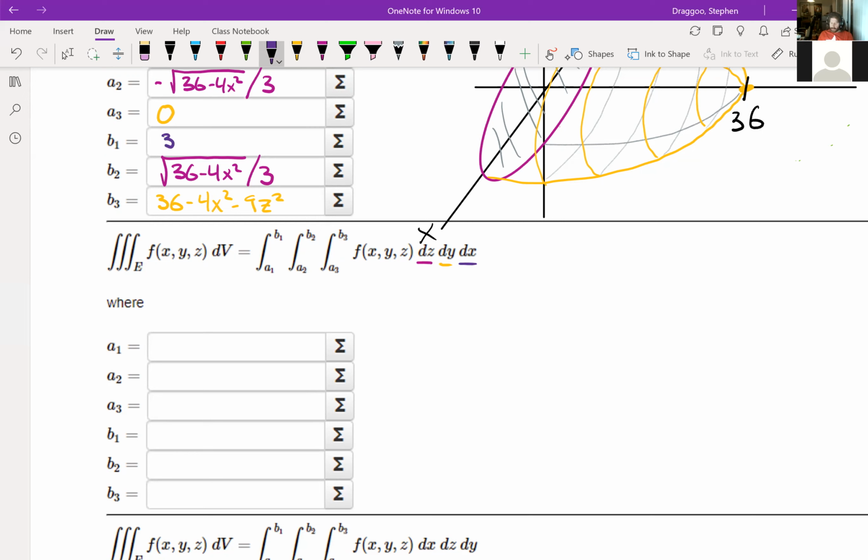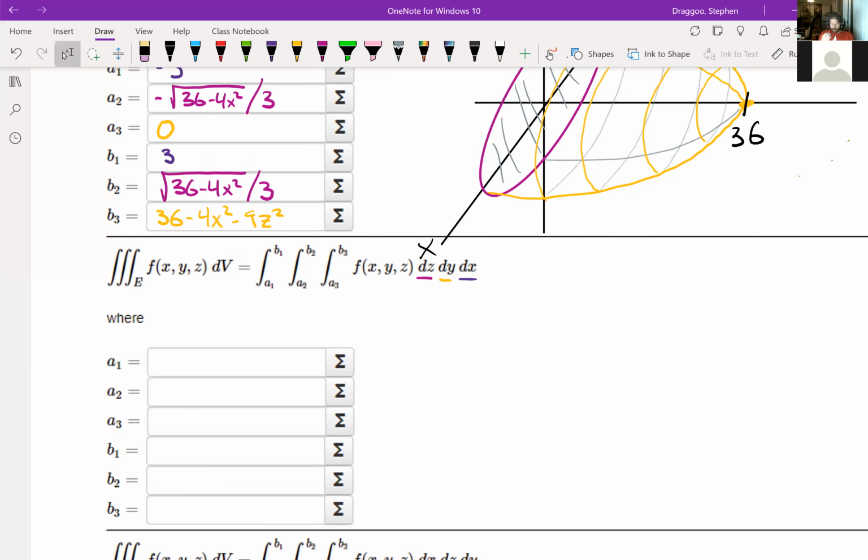So if I wanted to do this for z first, I'd want to take that initial equation, y equals 36 minus 4x squared minus 9z squared, and just rearrange it for z. So this will be 9z squared is equal to 36 minus 4x squared minus y. Right, if I just rearrange that initial equation I had for y. And since this is z, I'm just going to need a top and a bottom. So let's do that.